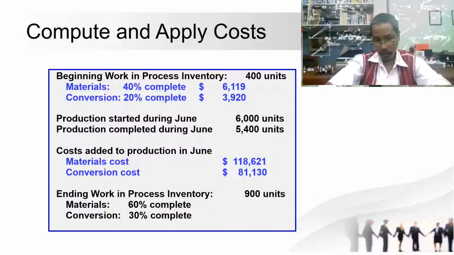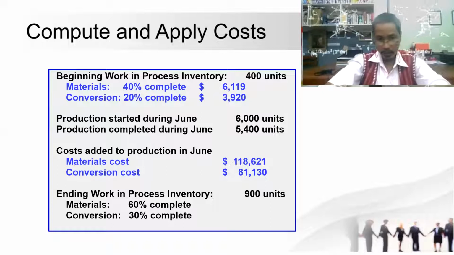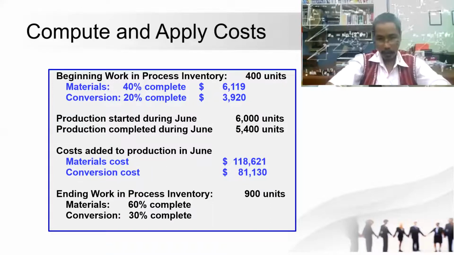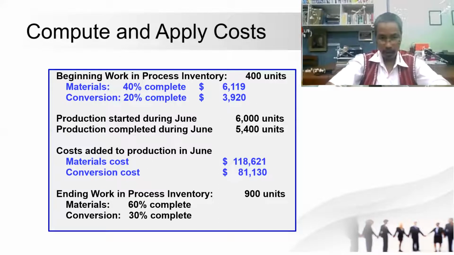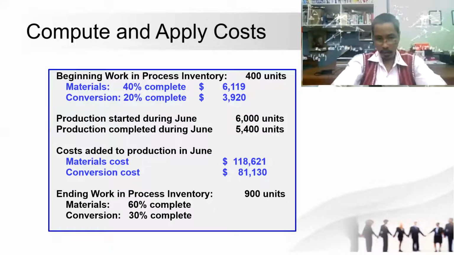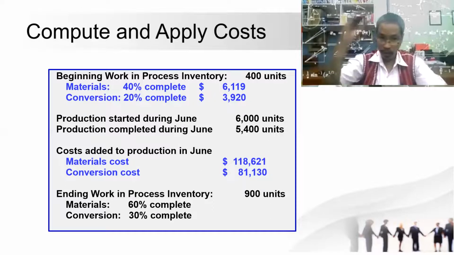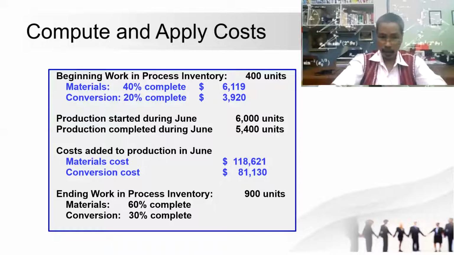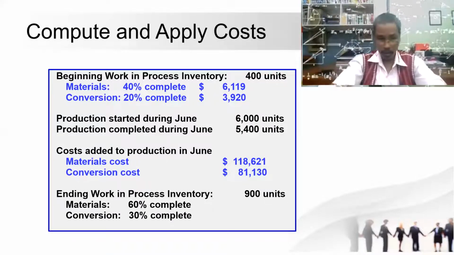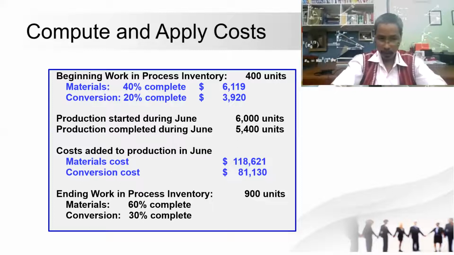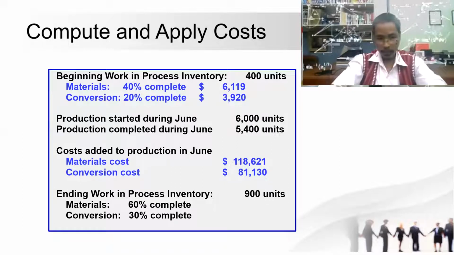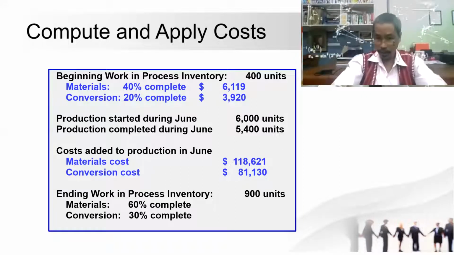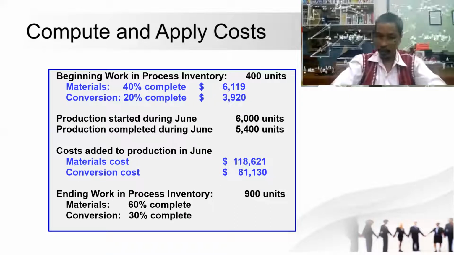Cost added to production in June: material cost is 118,000. Conversion cost, 81,000. So, ending work in process: we have beginning work in process and ending work in process for both accounts, that is materials and conversion. Materials 60%, conversion 30%. So what was left in our work in process inventory is 900 units.